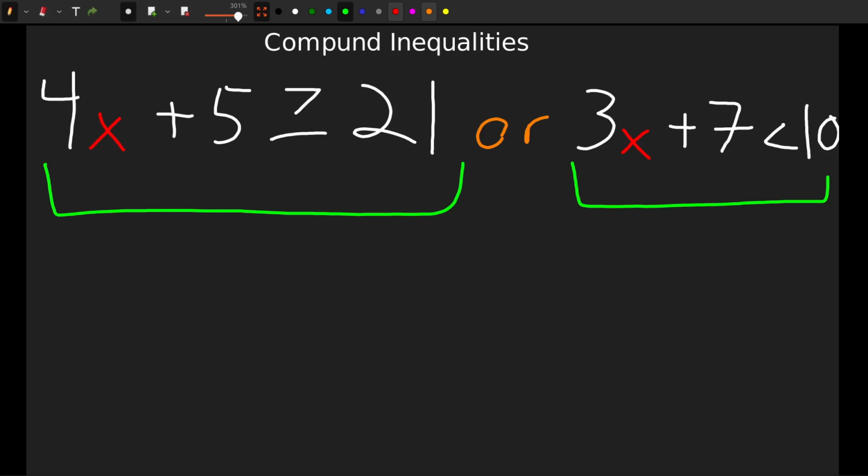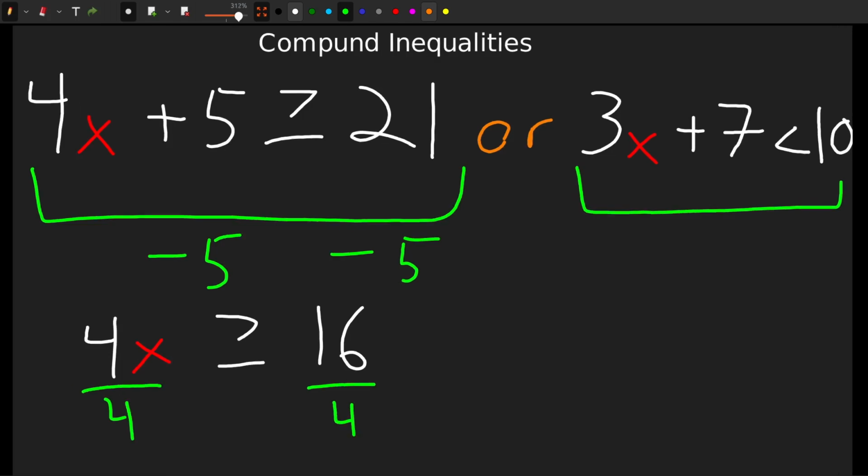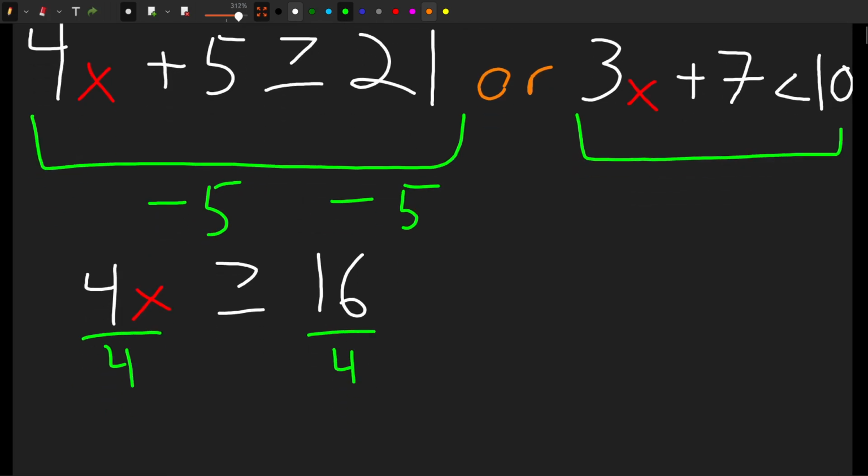I'm going to first start off with the left one, which will be 4x plus 5 is greater than or equal to 21. I'm going to subtract 5 to both sides. I'm going to get 4x is greater than or equal to 16. And then I'm going to divide both sides by 4. And I'm going to get at the bottom here, x is greater than or equal to 4. And then I'm going to include the OR statement down at the bottom here. And then we'll solve the other side here.